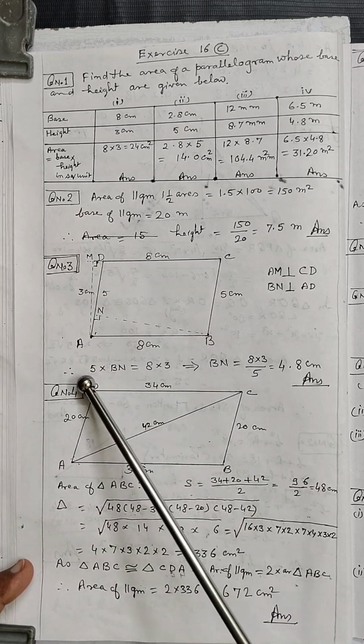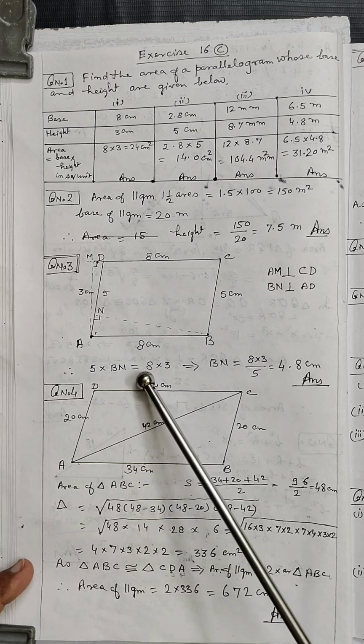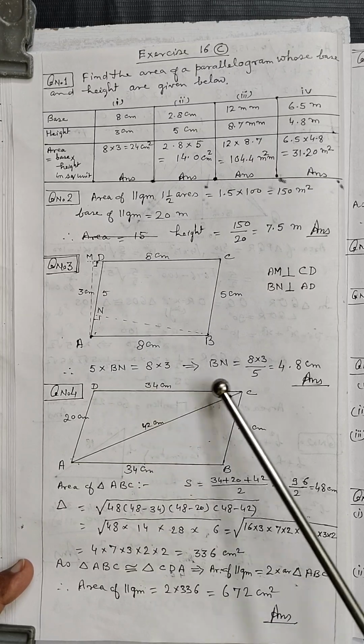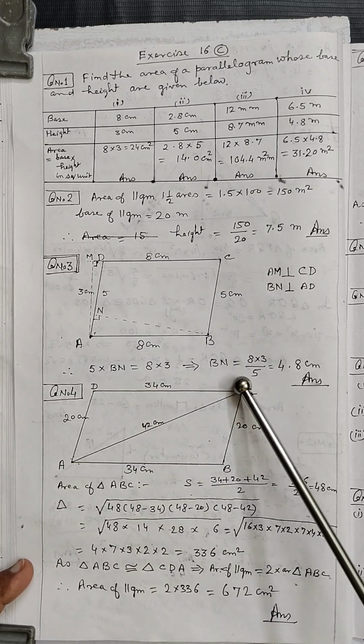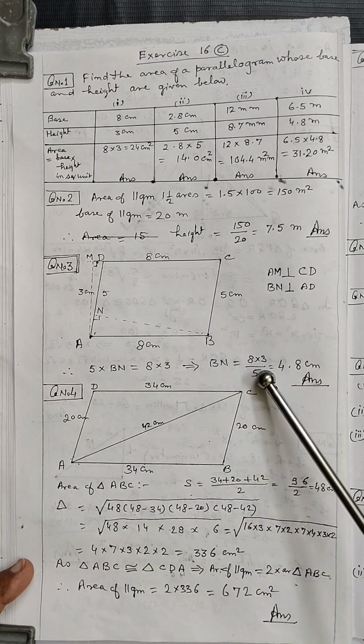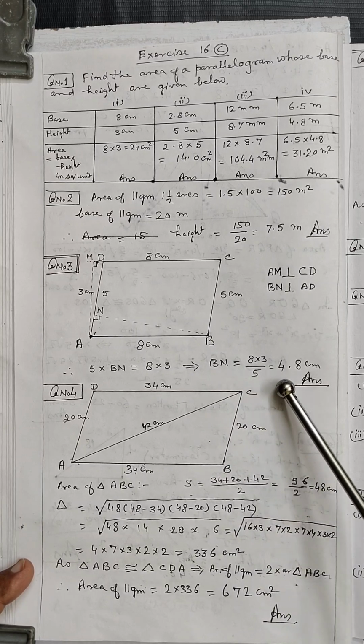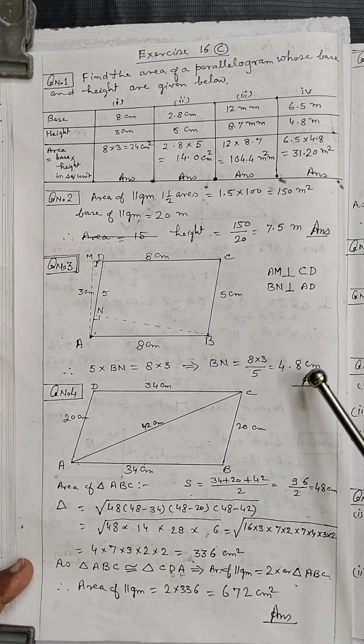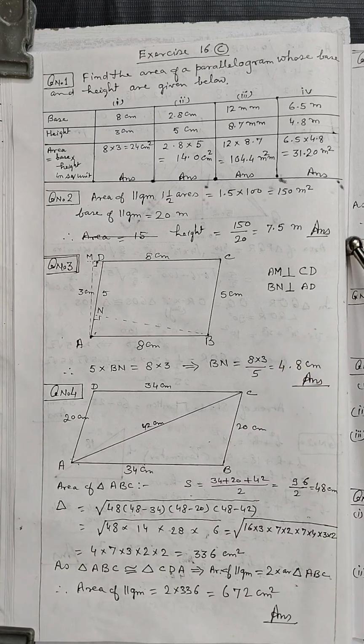So 5 into BN should be equal to 8 into 3. So therefore the BN, that is perpendicular distance, will be equal to 8 into 3 divided by 5, it will be equal to 4.8 centimeter. Now come to the question number 4.